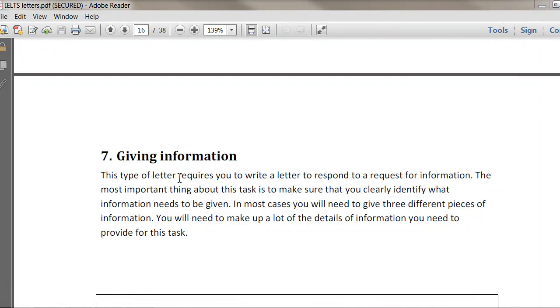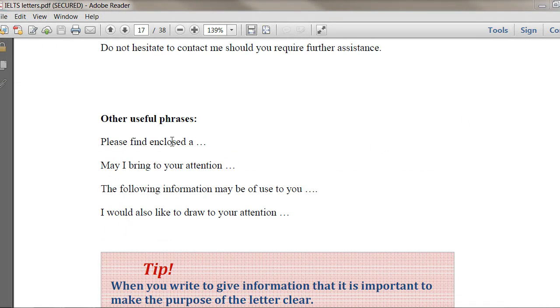Sorry, I meant to say giving information. I was wondering why the phrases didn't seem appropriate. Giving information, let's go back and look at the phrase. So here's some phrases we could use to give information.